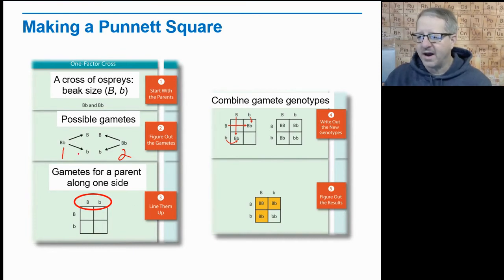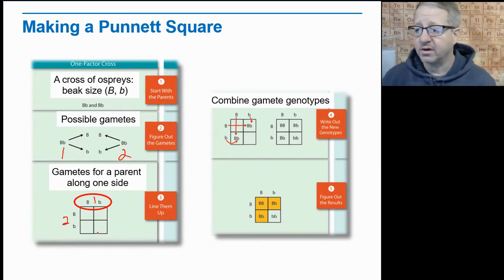So we take one of the parents and we transpose them to the top of the Punnett square. So we're just going to put parent 1 in the top, and then we're going to put parent 2 on the side. Okay, so each column gets one of the alleles from parent 1, and each row gets one of the alleles from parent 2. And then it's just a matter of combining them up.